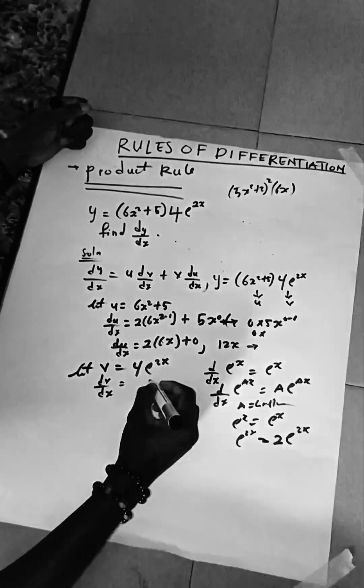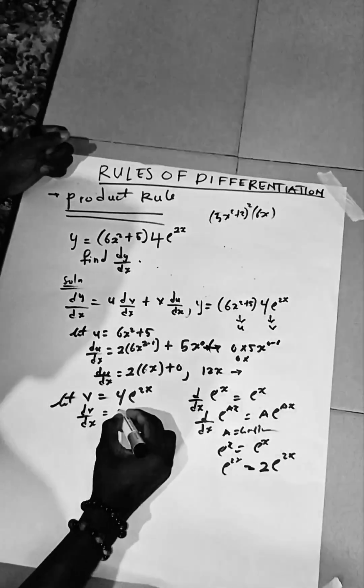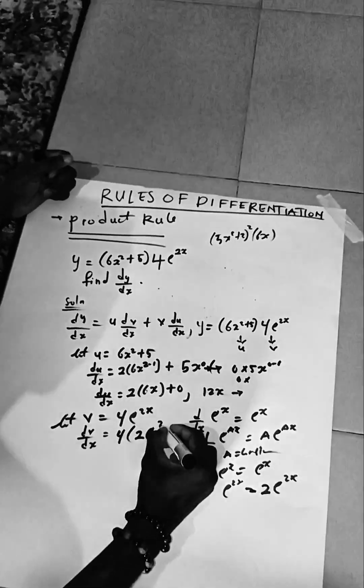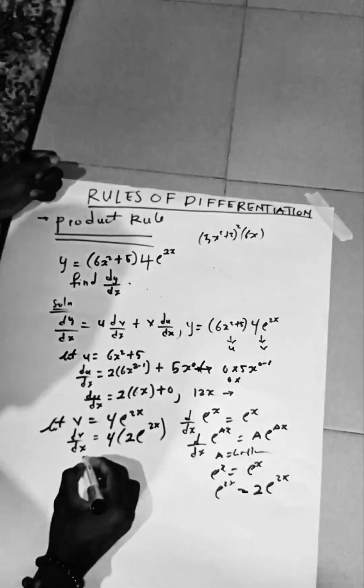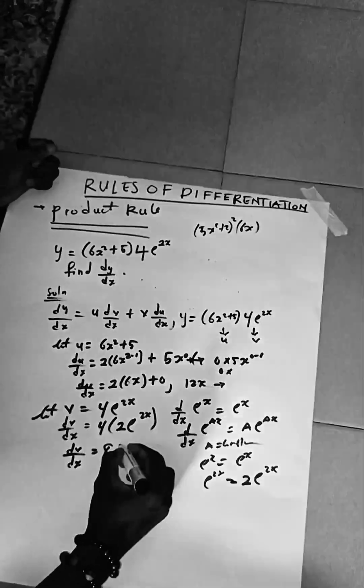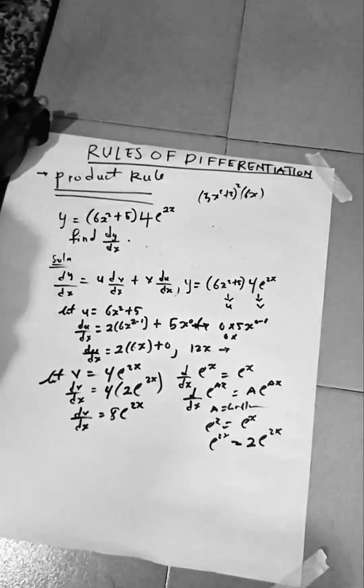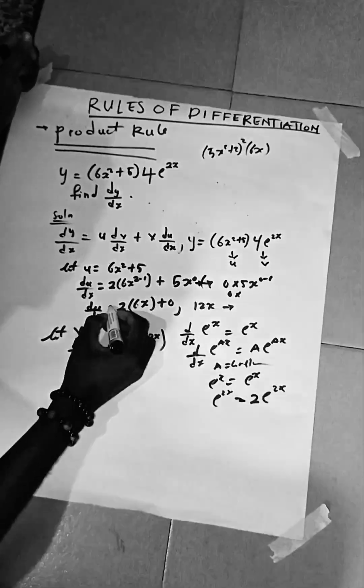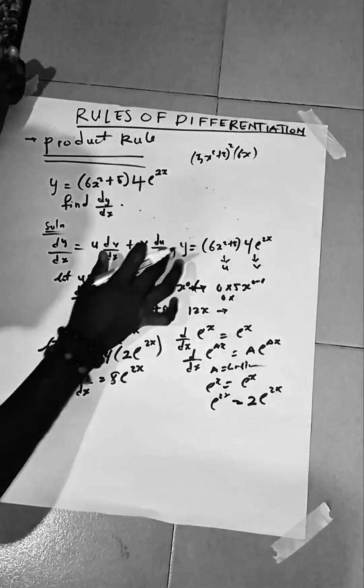Let's apply that to this function. If we're differentiating this, remember we said it's just going to be 4, then 2 comes to the back times 2e to the 2x. Remember from this, our dv by dx is just going to be 8e to the 2x. Do you get it? So now we have our dv by dx, we have our du by dx.